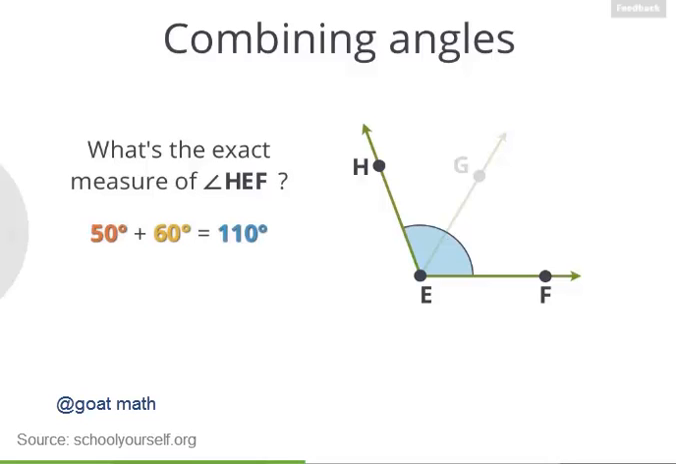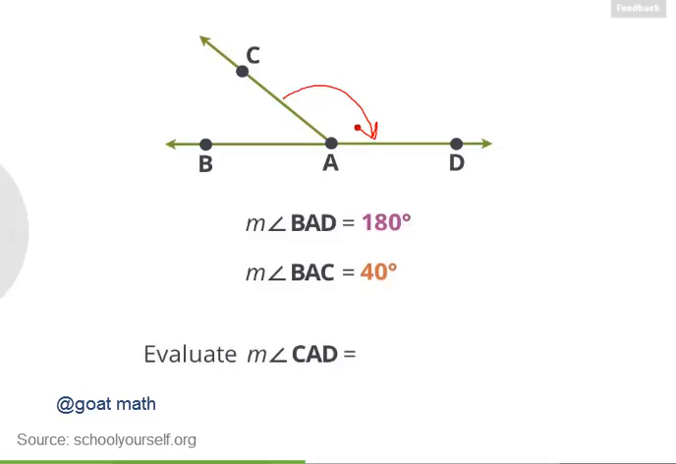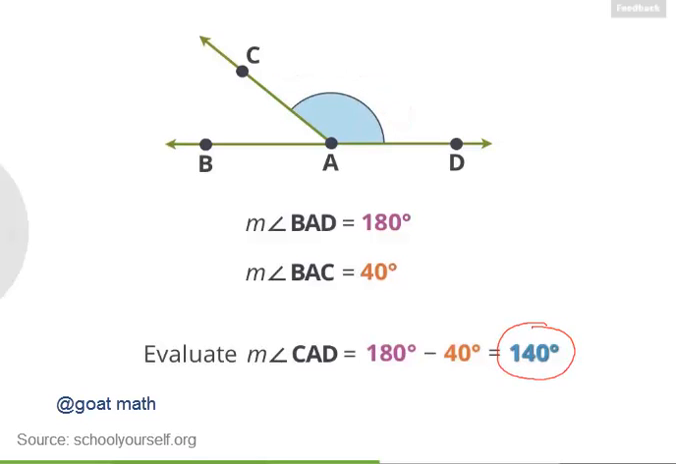Next, let's try a problem where you have to work backwards. In this diagram here, suppose angle BAD measures 180 degrees, meaning this is a straight line here. And let's say angle BAC measures 40 degrees. Try using this information to find the measure of angle CAD. Again, nicely done. In this case, you took the combined angle, 180 degrees, and subtracted the measure of angle BAC, which is 40 degrees. And so the measure of angle CAD is 140 degrees.